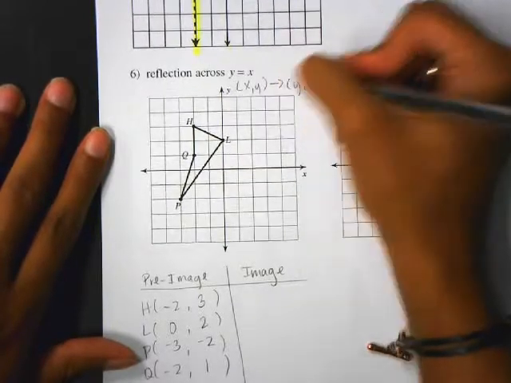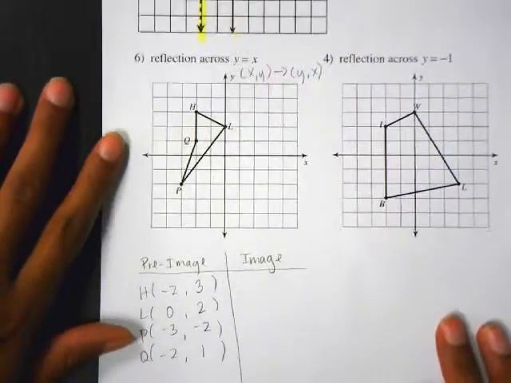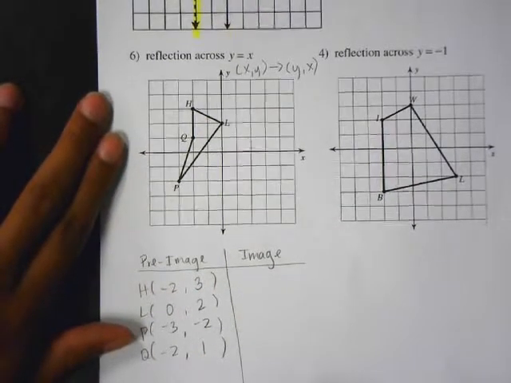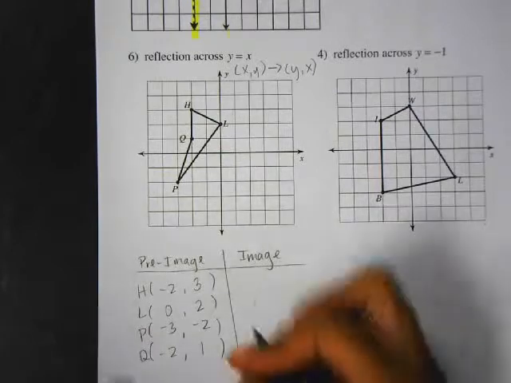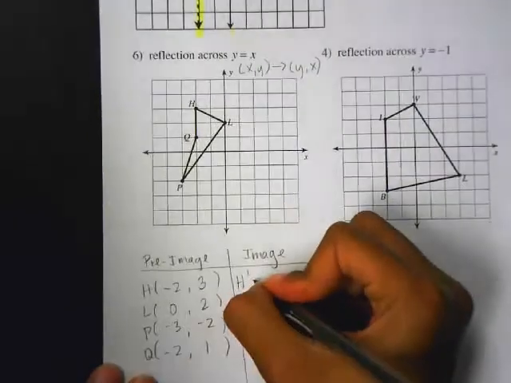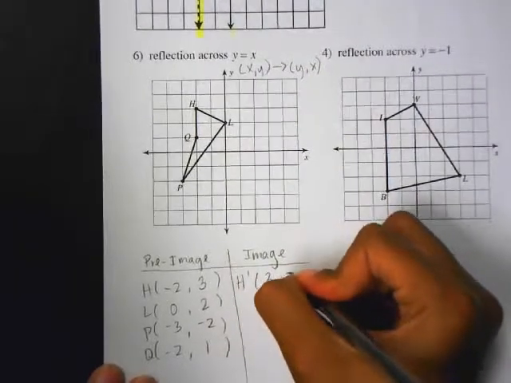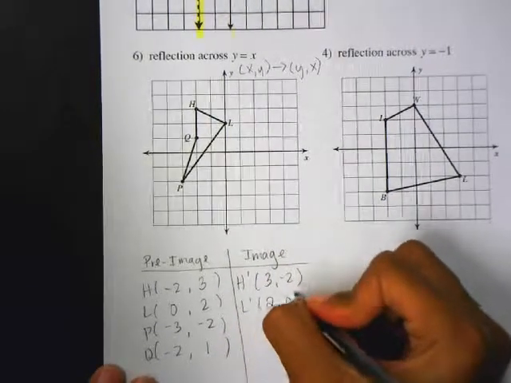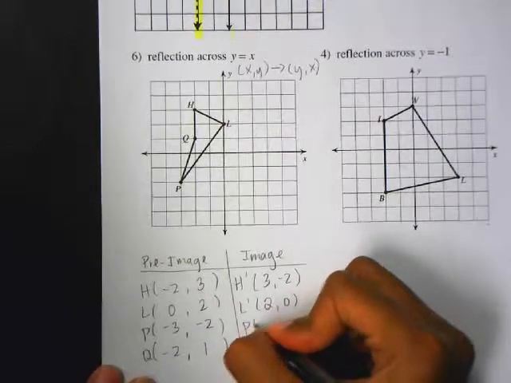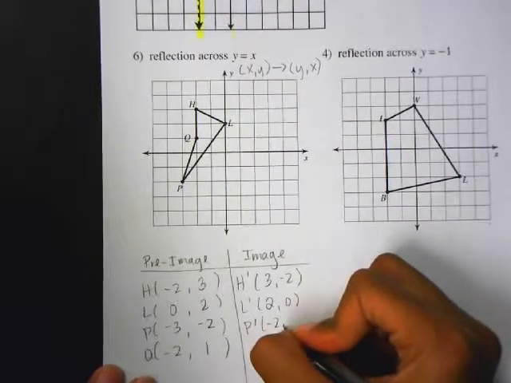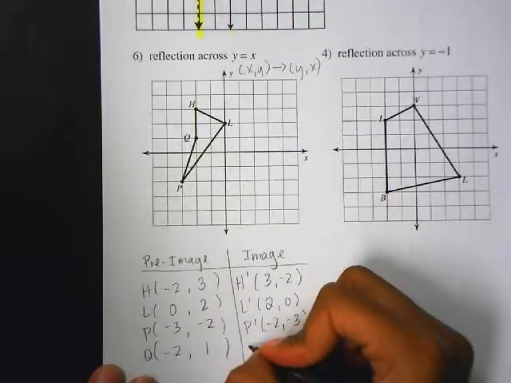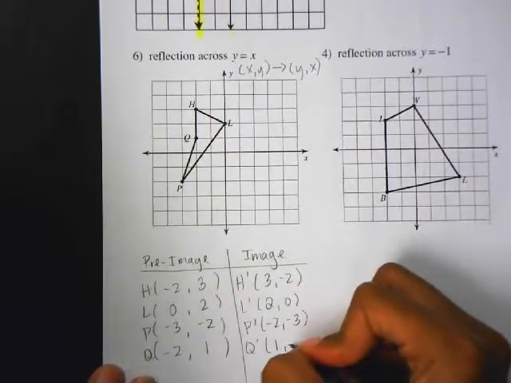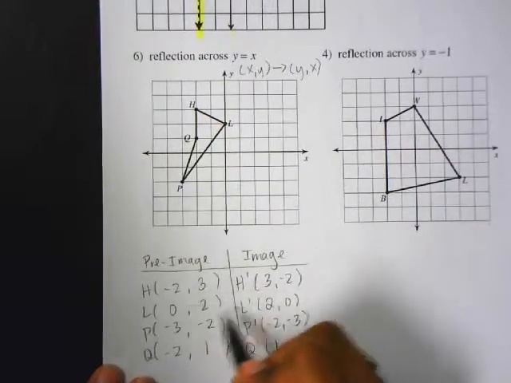Okay? So for H prime, it's going to become (3, -2). L prime is going to become (2, 0). P prime is going to become (-2, -3). And Q prime is going to become (1, -2). Again, I just switched the order of the two coordinates. Now, once I get the coordinates for my image, I'm going to go ahead and graph it.